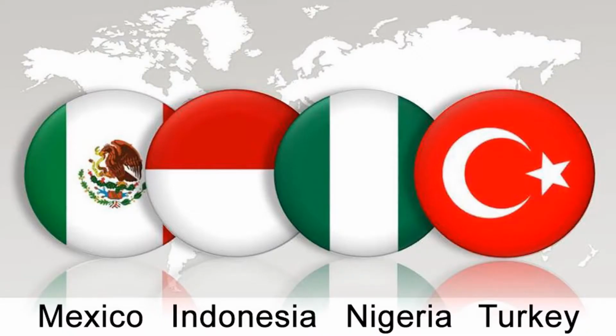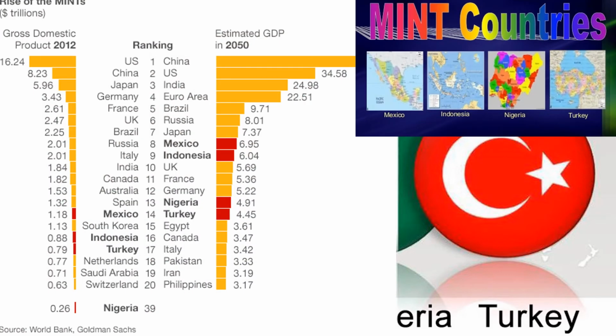A second group of emerging economies that we should be familiar with are known as the MINT economies, and here MINT stands for Mexico, Indonesia, Nigeria, and Turkey. The MINT economies are considered to be the second tier or the second wave of emerging economies that are going to be significant and very important for the global economy.